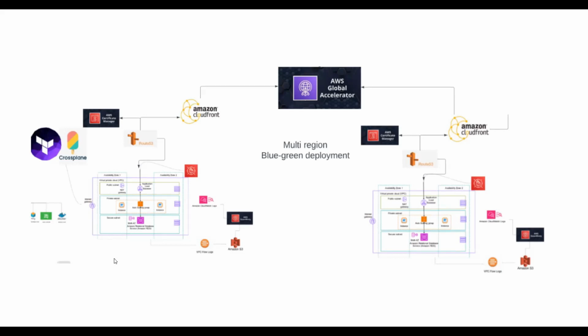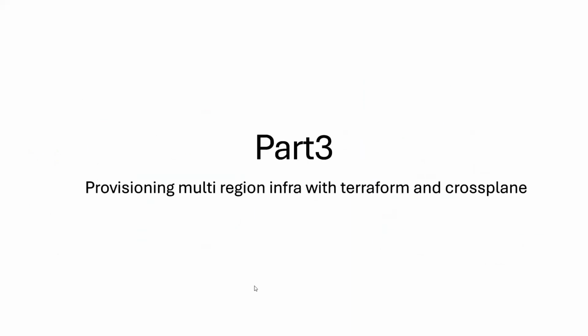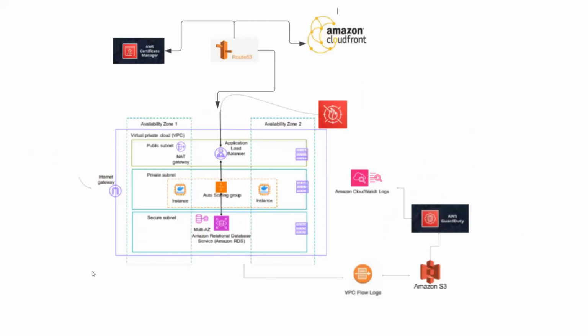Okay, let me get into the fundamental architecture of it. This is the smallest breakdown kind of thing. Here, if you see, you have multiple things like public subnets, private subnets, secure subnets. Here, if you see, this is a VPC.